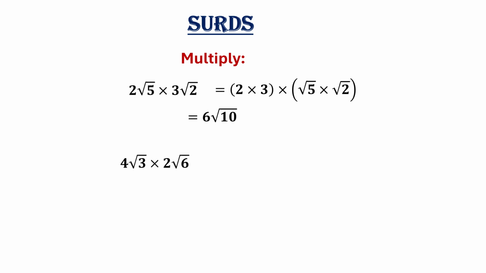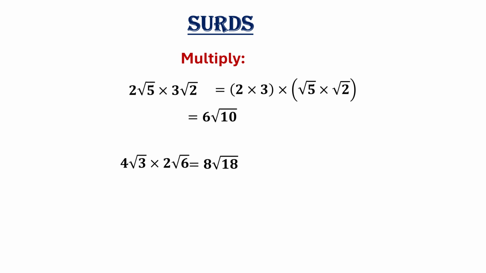What about 4 root 3 times 2 root 6? Please pause and try it. Again, we multiply the numbers and then we multiply the surds. So it's going to be 8 root 18. Can we simplify this? Yes, we can.